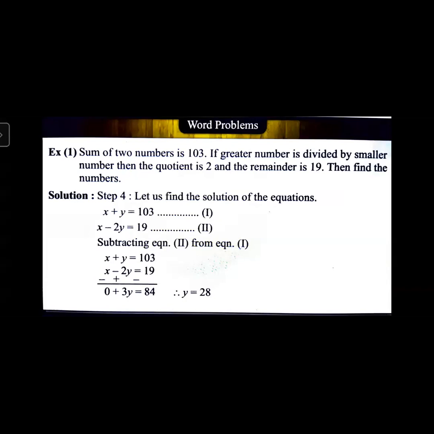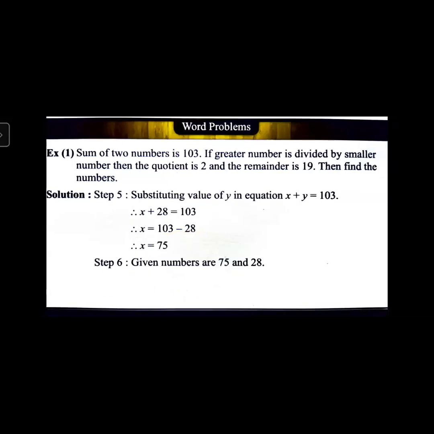After dividing 84 by 3, you get 28, since 3 times 8 is 24. Therefore, y is equal to 28. Substituting value of y in equation 1, x plus y equal to 103, x plus 28 is equal to 103. Therefore, 103 minus 28 is equal to 75.